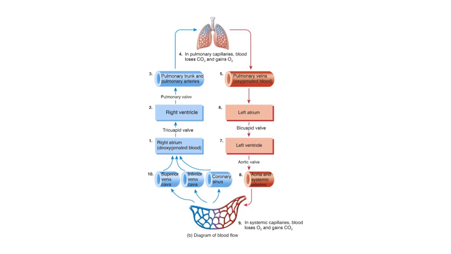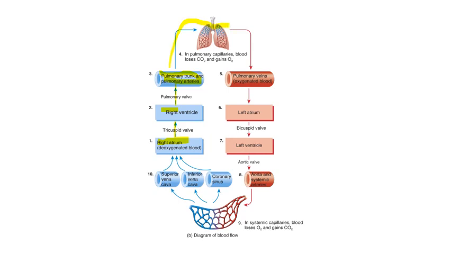All right, so here's that circuit again, just so that we understand what's going on here. So if we start with number one here, the right atrium is receiving deoxygenated blood from three major vessels, superior and inferior vena cava and the coronary sinus. It's going through the tricuspid valve to the right ventricle. The right ventricle will then contract and send that blood through the pulmonary semilunar valve into the pulmonary trunk. Pulmonary trunk then splits into the left and right pulmonary arteries. That's going to take us to the lungs.